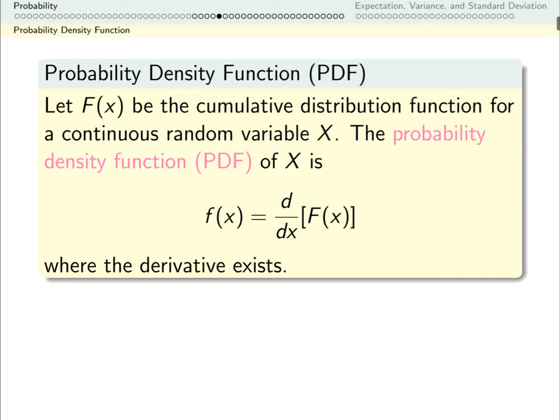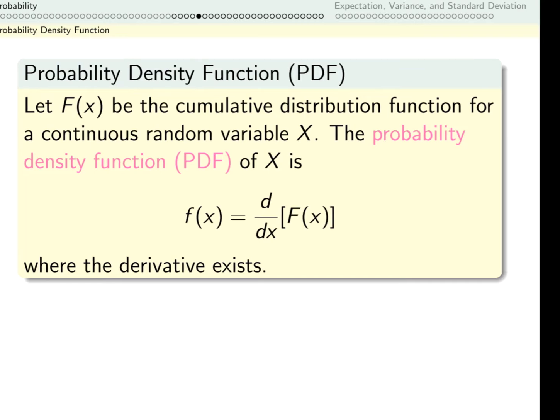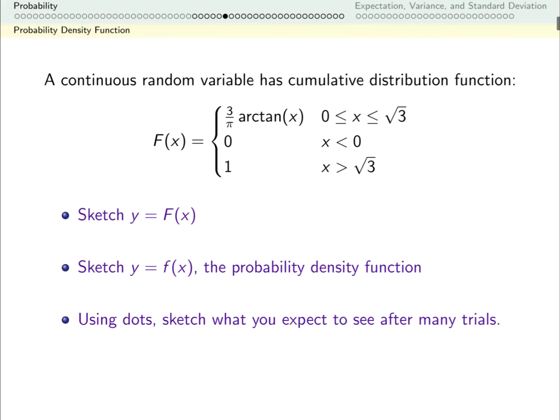Now I want to see the probability density function in action, and I also want to continue reviewing cumulative distribution functions. Here's a cumulative distribution function. I want you to start by sketching it, then sketch the probability density function, and then try and interpret that in terms of when I'm doing this random process a whole bunch of times, where am I likely to see a lot of values and where am I less likely to see a lot of values?